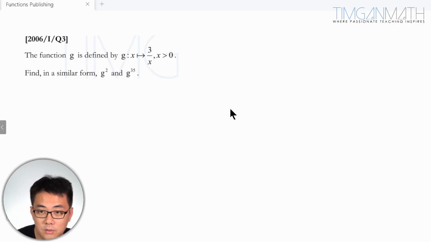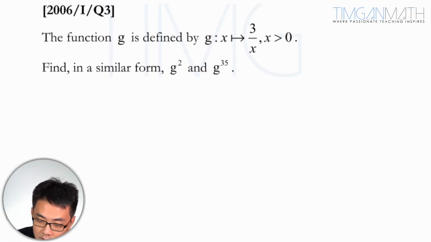Now, this is what we call a self-inverse function, and there are some properties to it. But later we'll talk about it.